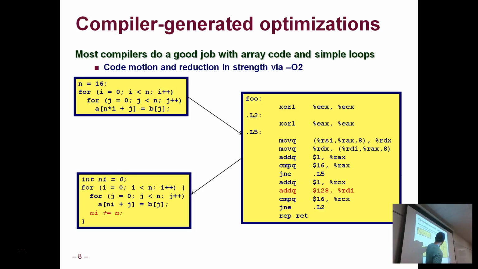This JNE L5, that's the inner loop right here, and then the outer loop is this JNE L2, which goes up to here. Okay. These are integers. I believe this is for integers. No, this is for... Yeah, this is ni though.